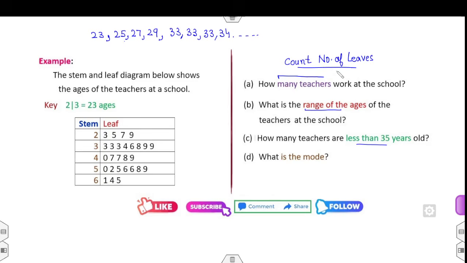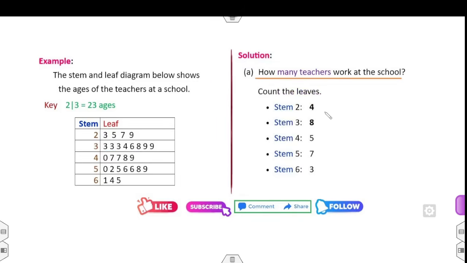The best way is to count the number of leaves corresponding to each stem. So how many leaves are in this one? 4. In this one? 3, 6, 8. How many in the next one? 5 and so on. So I can count the number of leaves corresponding to each stem. Therefore the total, you can add them: 12, 17, 24, 24 and 3 is 27 teachers, the required answer.